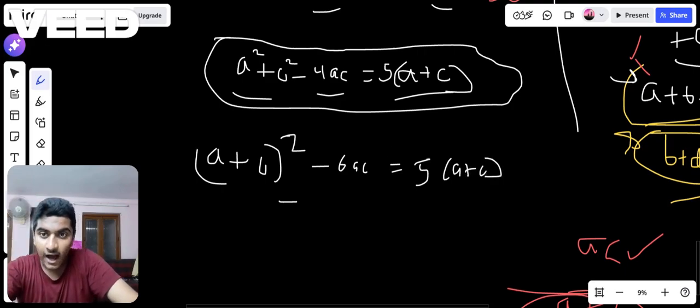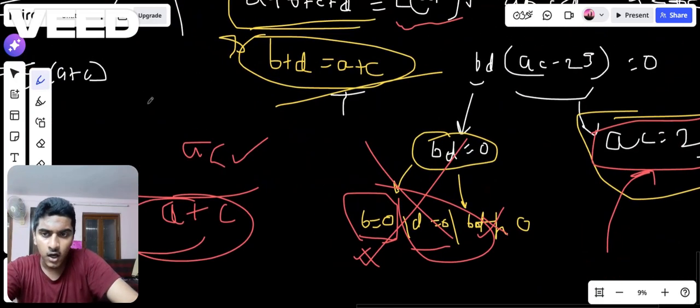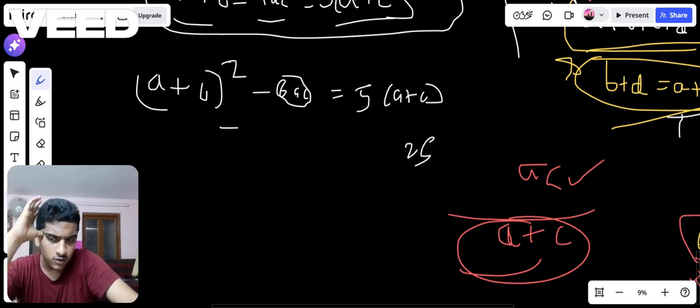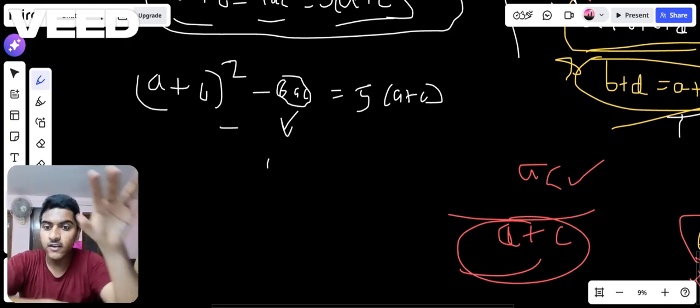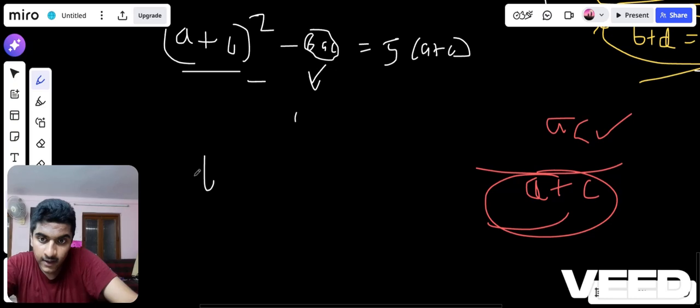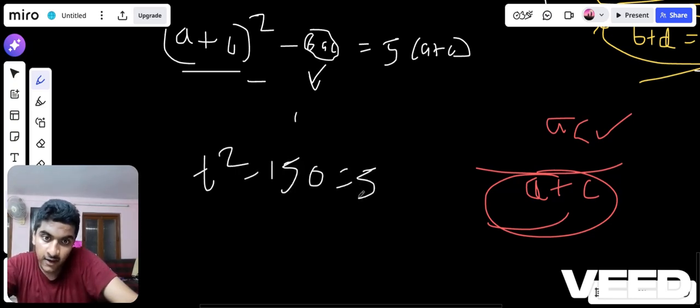So now, of course, 6 is a constant. The 6 into 25 is how much? 25 into 3 is 75, and 75 into 2, so 150. Right? So this is 150. So the moment you do this, can you see that a plus c whole square minus 150 is equal to 5 times a plus c? Let a plus c be equal to t, so t squared minus 150 equal to 5t. Can you see from here we can find the value of a plus c?